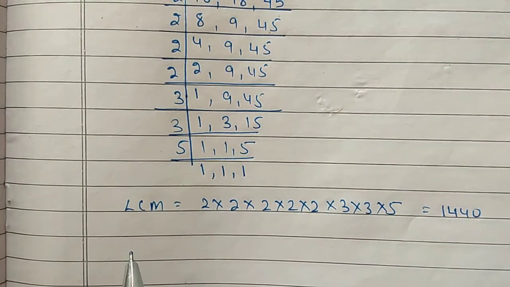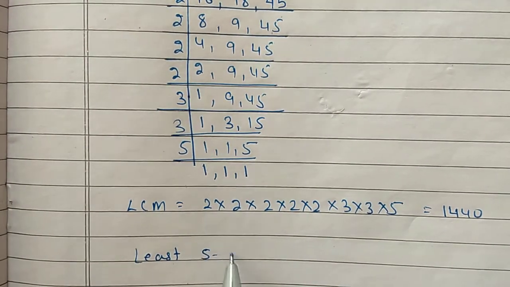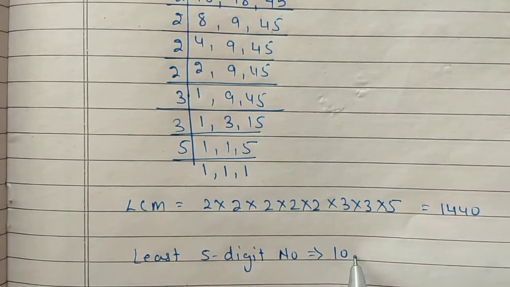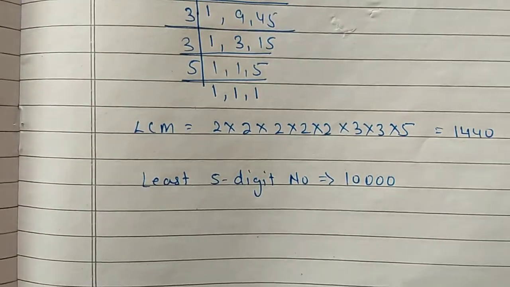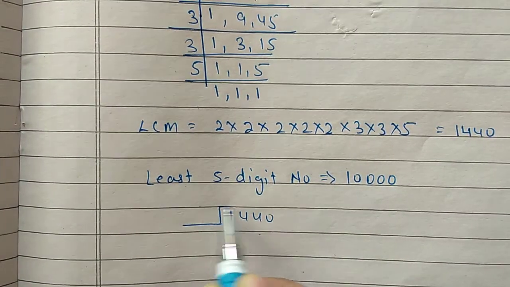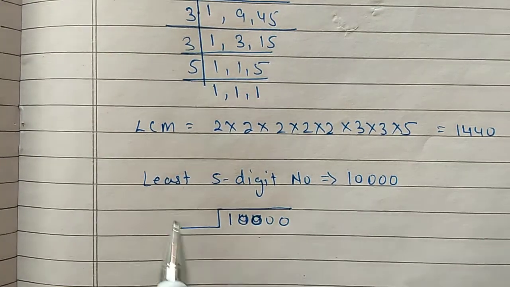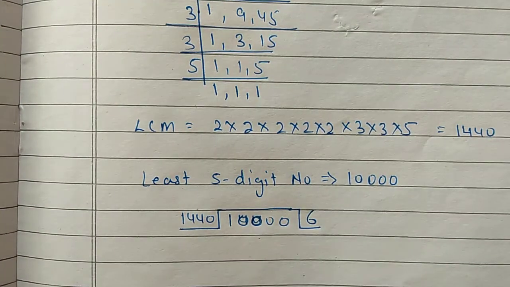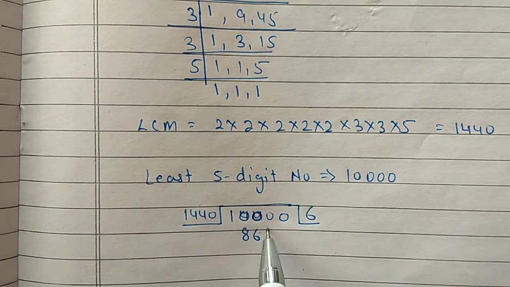So we will start from the least 5 digit number. The least 5 digit number is 1 followed by 4 zeros: 10,000. This number we will divide by 1440. So it will go 6 times. After multiplication with 6 you will get 8640.